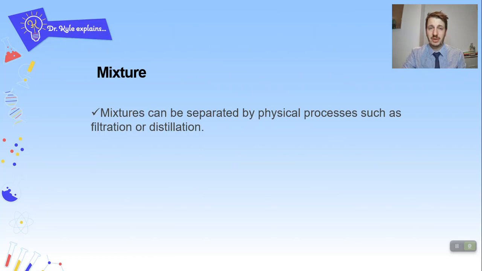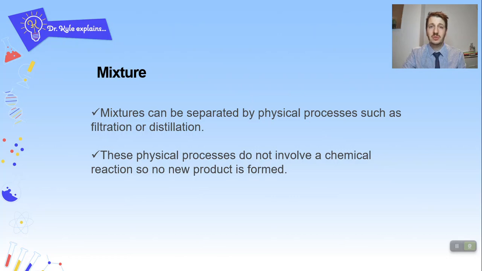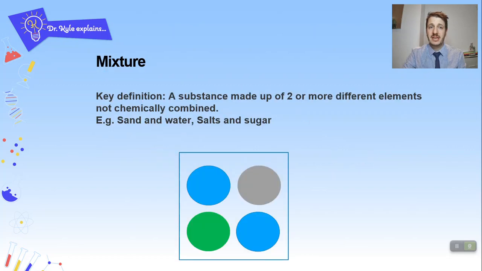So, a mixture then. Mixtures can be separated by physical processes such as filtration or distillation. These physical processes do not involve a chemical reaction, so no new product is formed. Now, the key definition for a mixture is a substance made up of two or more different elements that are not chemically combined.